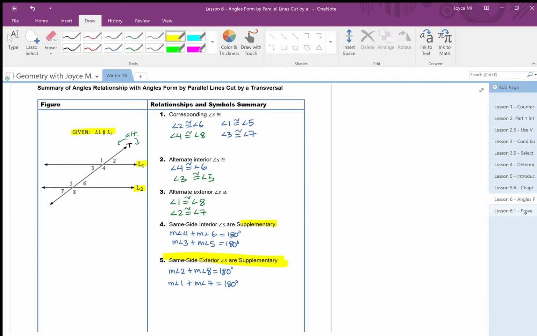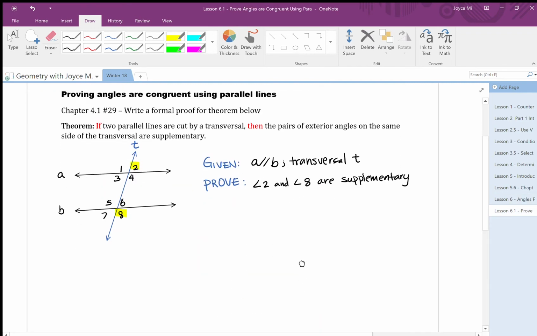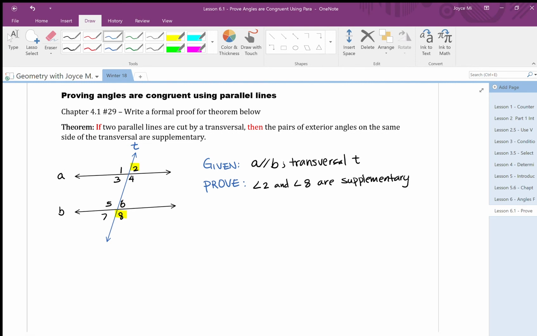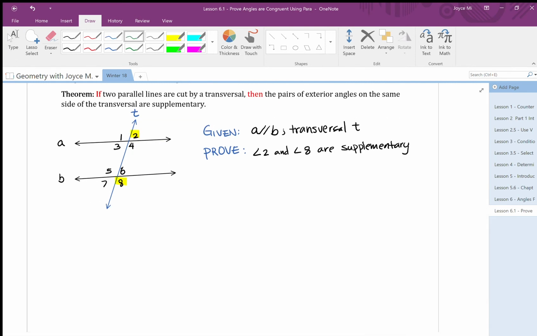So let's go back. I can use one of those. So let's make a plan. Again, let me write it. My plan for the proof.